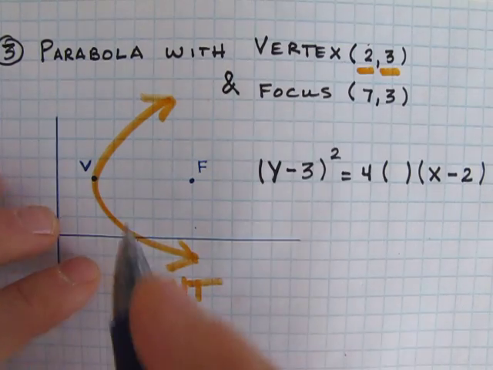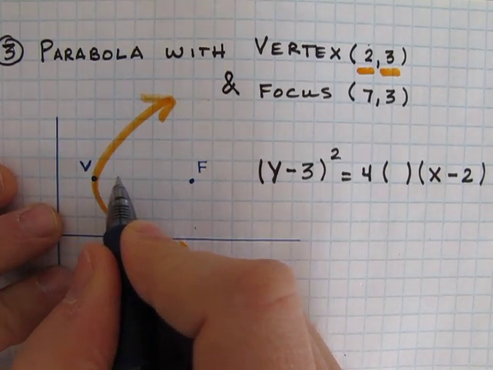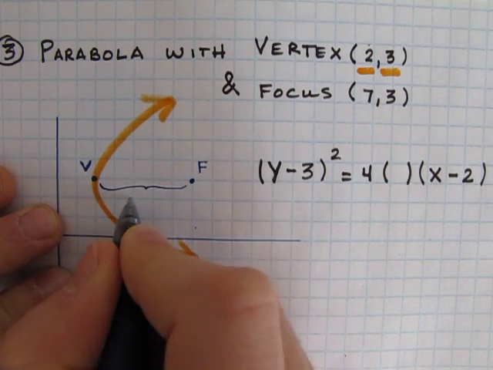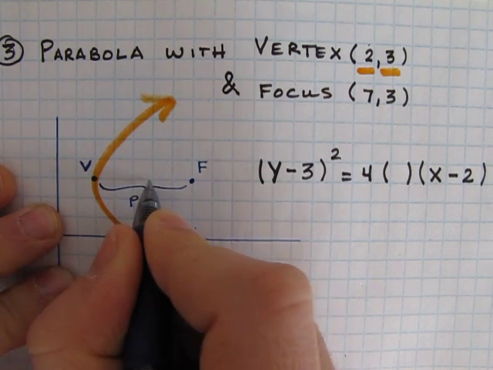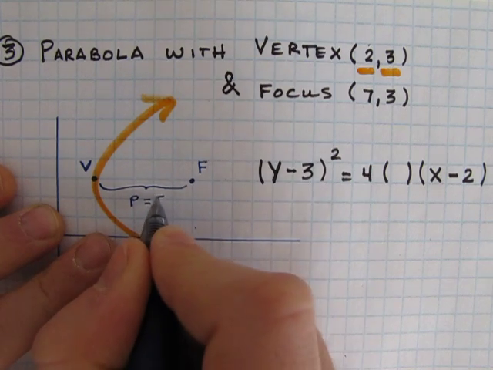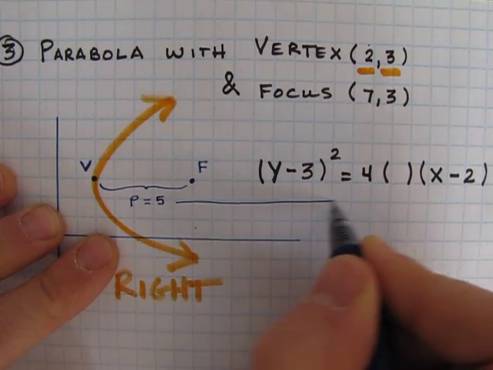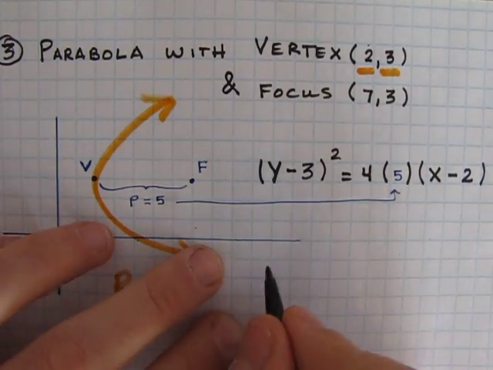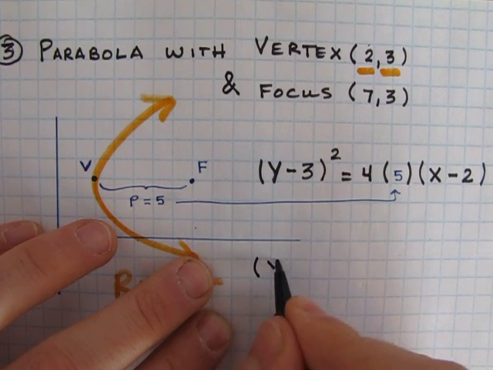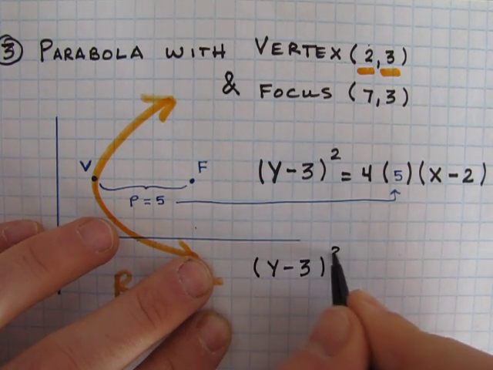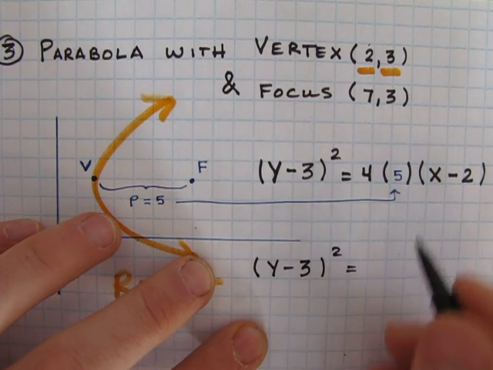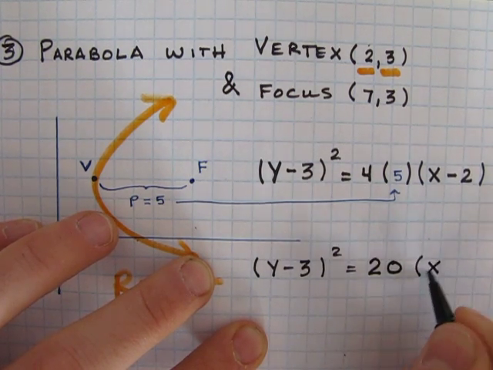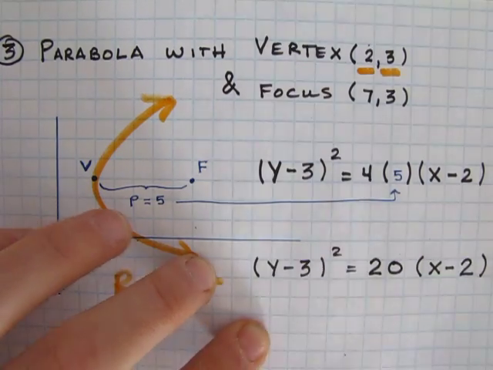Well, that p-value is the distance from the vertex to the focus. And that distance is 1, 2, 3, 4, 5. So p is equal to 5. Let's bring that over, plug that in, so that our final equation looks like so. (y minus 3) quantity squared is equal to 4 times 5 gives us 20, times (x minus 2).